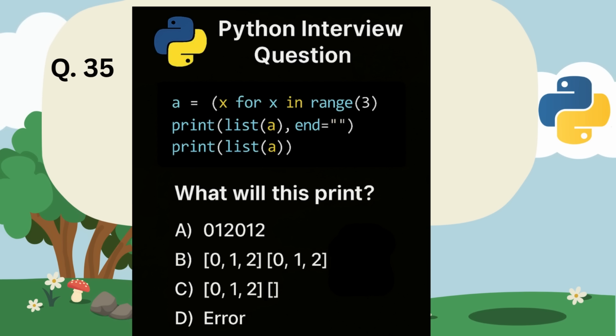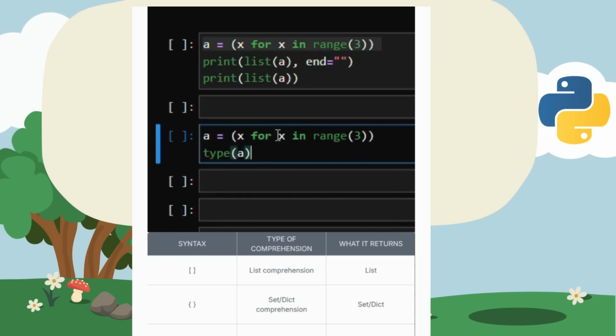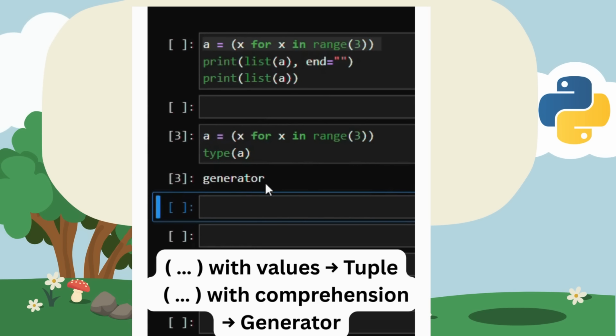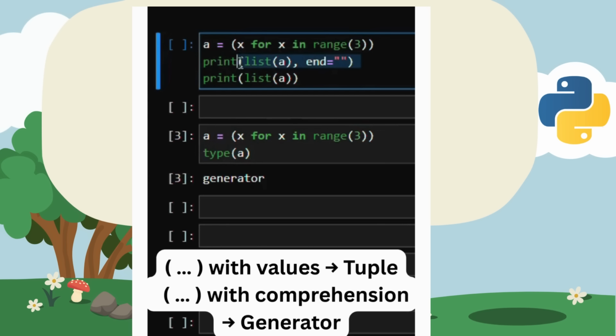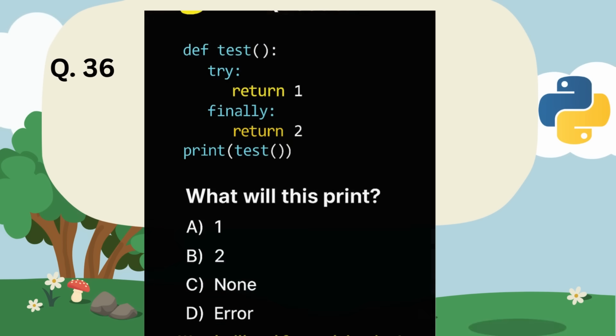What will this print? Pause and drop your guess in comments. The trick is, brackets with comprehension are not a tuple, it's a generator. Generators can only be used once. So, the first list consumes it and gives 0, 1, 2. The second list finds it empty and prints empty list. Final output is C.